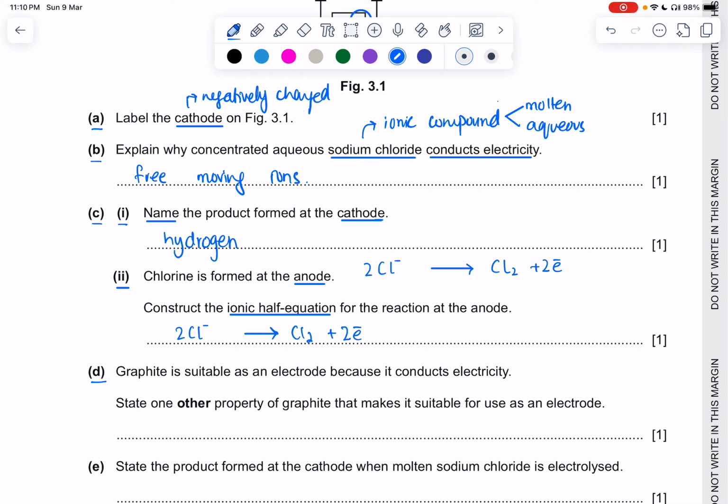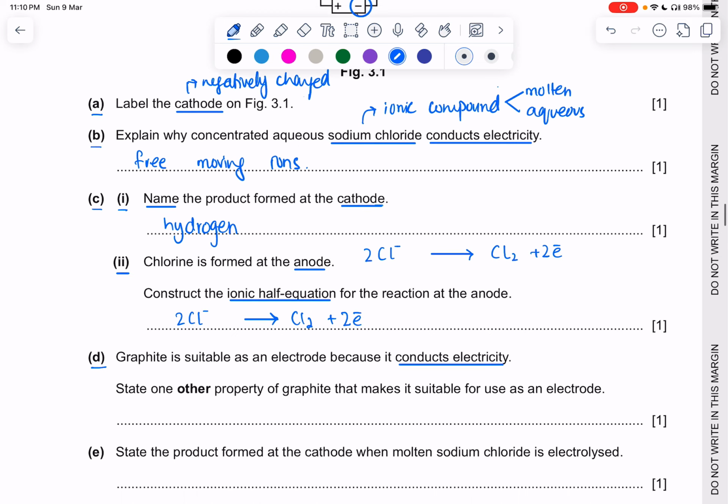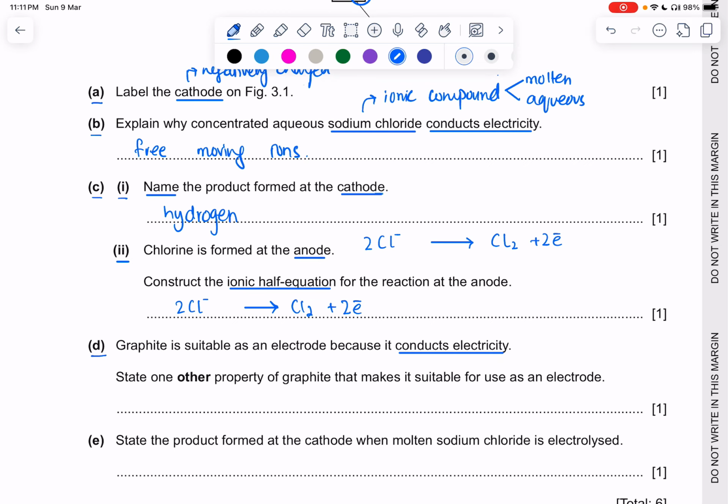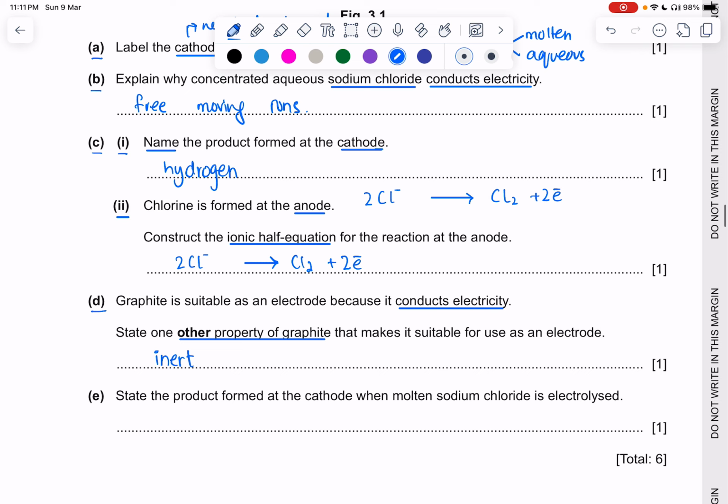Okay, part D. Graphite is suitable as an electrode because it conducts electricity. One piece of information is given by the examiner. Now the next is state one other property of graphite that makes it suitable for use as an electrode. So another property why we prefer graphite is that it is inert. Inert means unreactive.